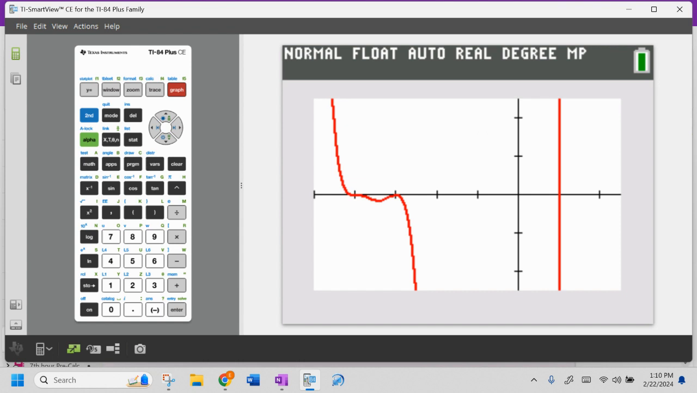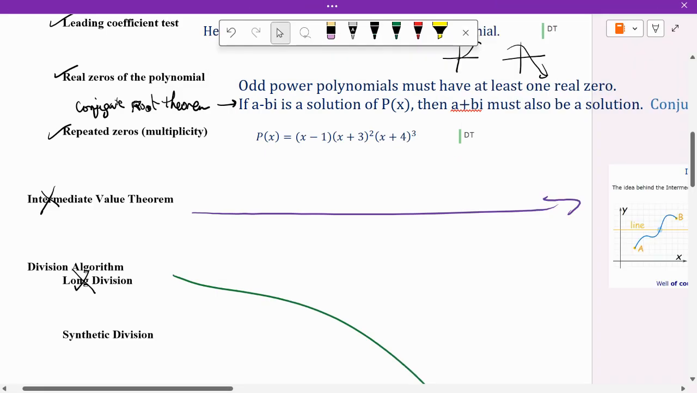So that's what we need to remember about repeated zeros. These are called repeated factors or repeated zeros. If the exponent is even, it's going to touch the x-axis. It's not going to cross. And if the exponent is odd, it's going to go through the x-axis. Got it? Okay, any questions so far?